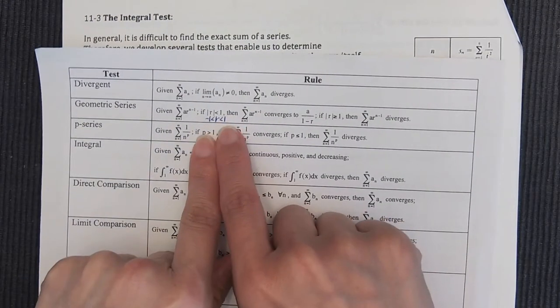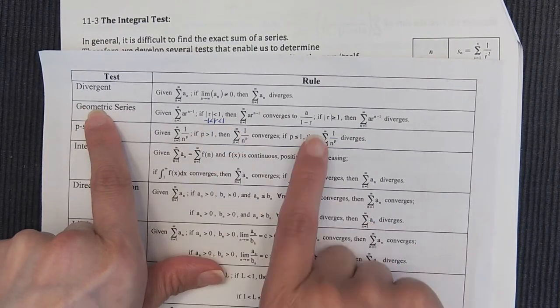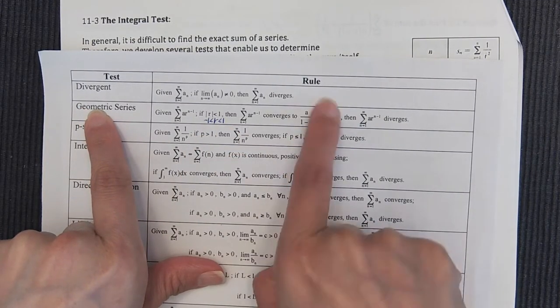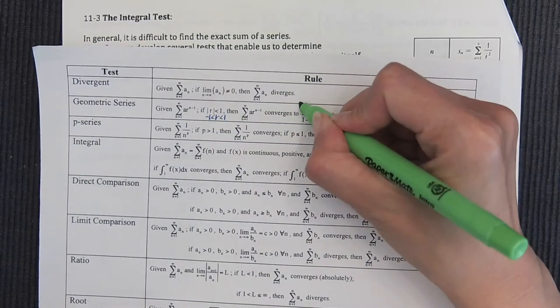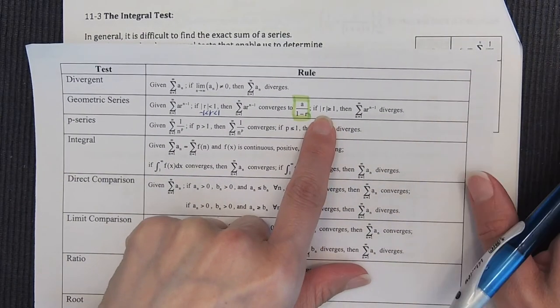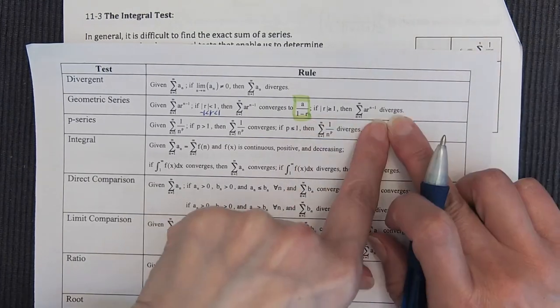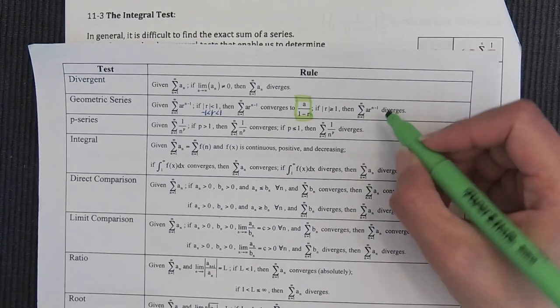If R is between negative 1 and 1, we call it a geometric series. Make sure you have a summation happening. It's called convergent. Then, if R is bigger than 1 or less than negative 1, it's divergent. So the summation does not approach a number, so it's divergent.